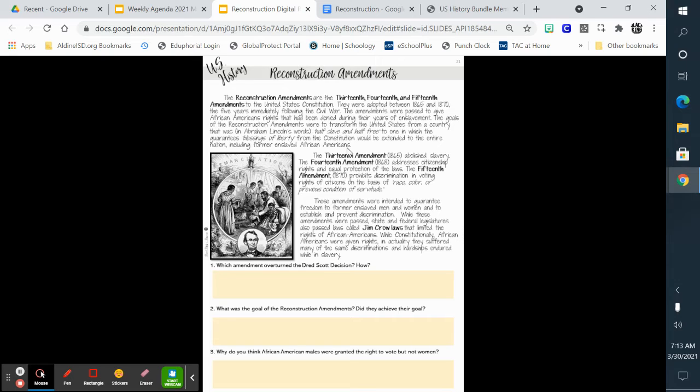Why do you think African American males were granted the right to vote but not women? When we think about it, why would they give African American women the right to vote when white women did not have the right to vote at this time either? So it would be harsh for them to give the African American women the right to vote when the white women still did not have the right to vote.